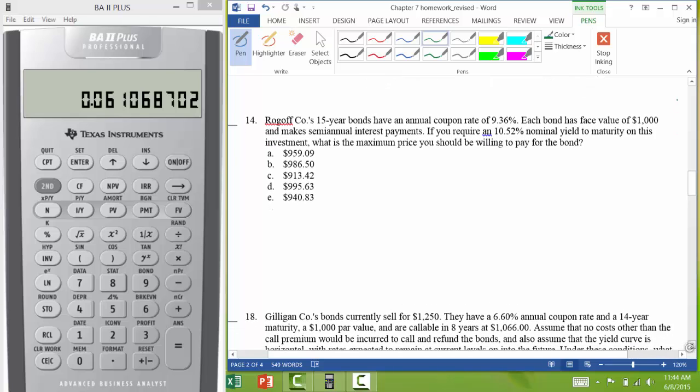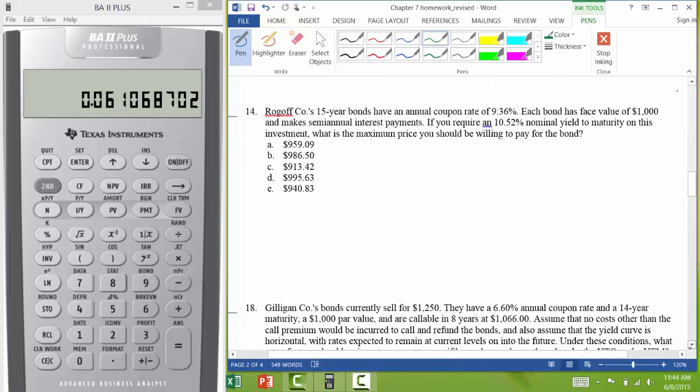And so the next question is called question 14. And we've got Rogoff Company's 15-year bonds have an annual coupon rate of 9.36%. Each bond has a face value of $1,000 and makes semi-annual interest payments. So this semi-annual interest payments means that we're going to have to adjust our inputs to the calculator. If you require a 10.52% nominal yield to maturity on this investment, what's the maximum price that you should be willing to pay for the bond? And that means what's the present value?